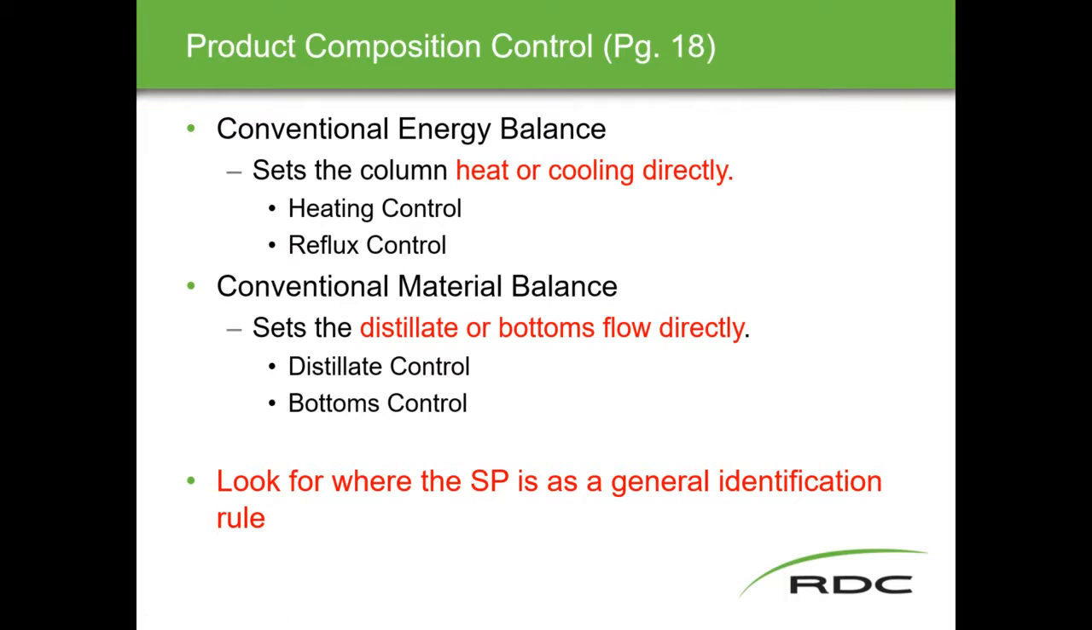As we go through here, we're going to be describing composition control in two different ways. The first way is called a conventional energy balance type scheme. And then we'll talk about a conventional material balance type scheme and the variables that are involved in each of them. There's going to be pictures involved with each of them. All of you will go through the basic operation. I'm not going to walk you through them step by step, but I will tell you what to look for as you go into that reading.